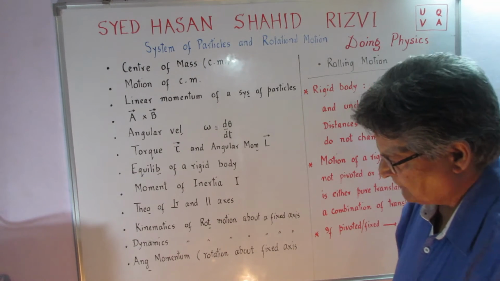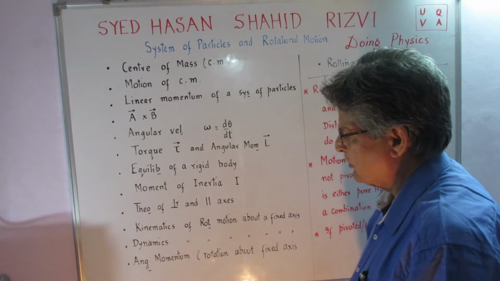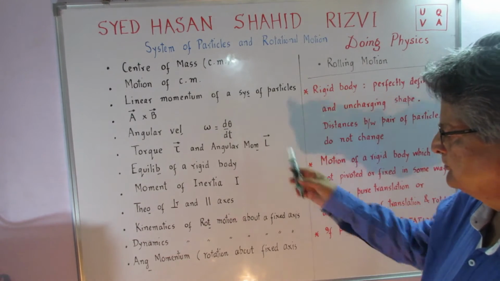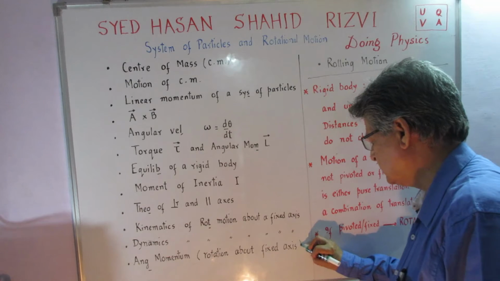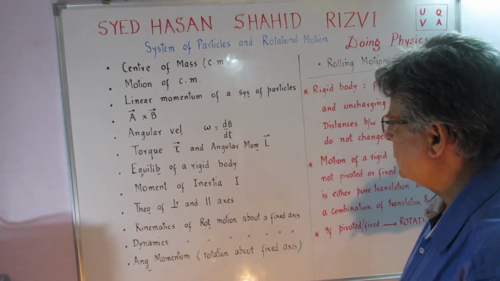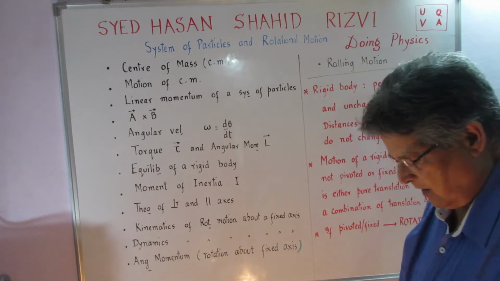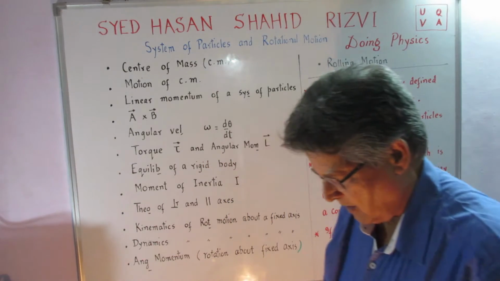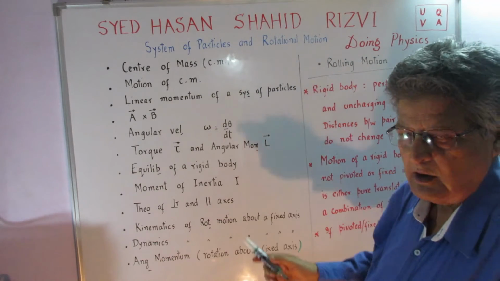Then after that, we propose to learn about angular momentum, rotation about a fixed axis. After that concept of angular momentum, we wind up with what is called the rolling motion. So this is how this set of lectures about the system of particles and rotational motion will go.